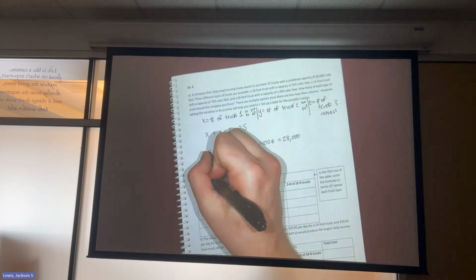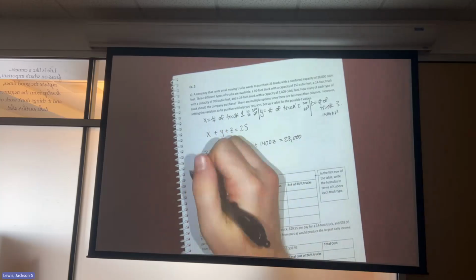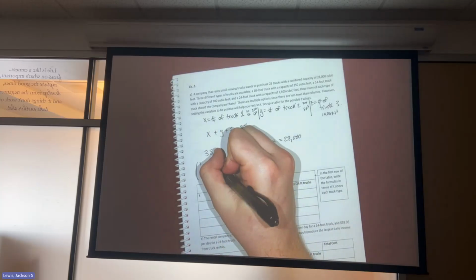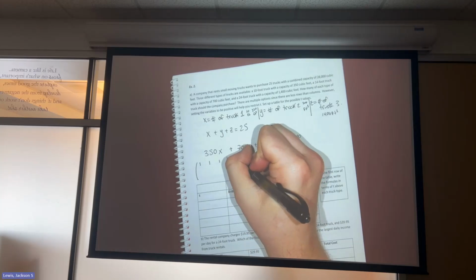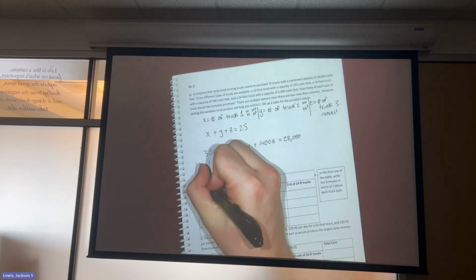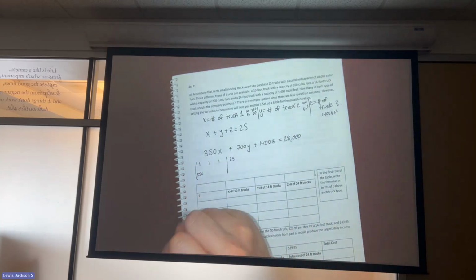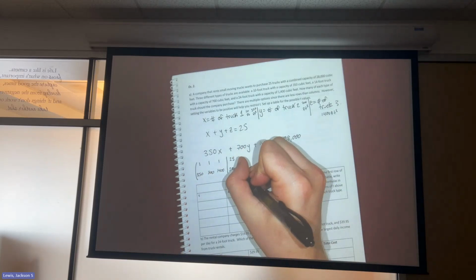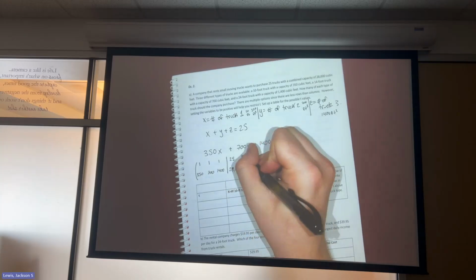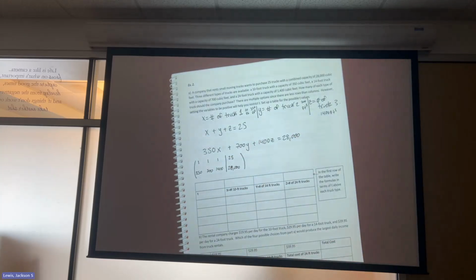Turning this into an augmented matrix, this top equation just says 1 of x, 1 of y, and 1 of z. That equals 25. This bottom one says 350 of x, 700 of y, 1400 z, and it's 28,000. All right. And that's all we need to do. We can go through and solve out this system.